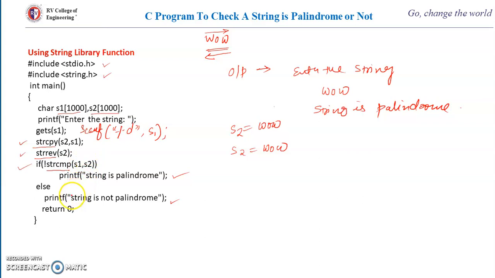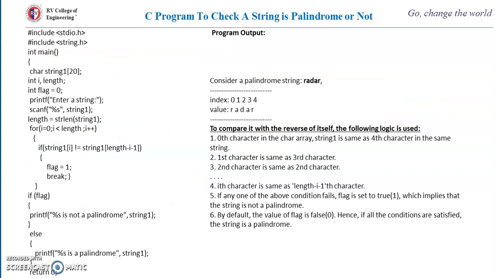Okay, so now in next program we will see how to write a C program to check a string is palindrome or not without using string library function. So we'll be using maybe one library function to calculate the length, but for comparison and for reversing the given string, we will be writing logic. So we'll not be directly using this library function, we will be writing the logic for that. Okay, so next, this is the same program, for reversing the string we have written logic here.